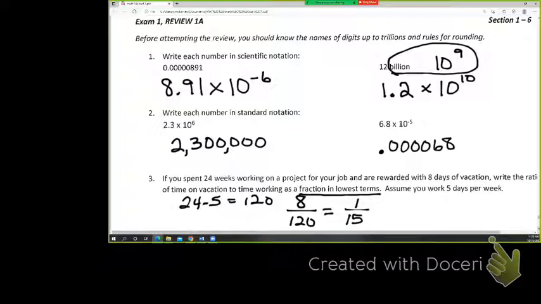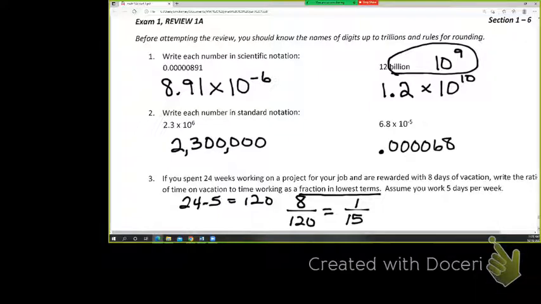1 to 15. One day for every 15 working days, I'm sorry, which would also be the same as 1 day for 3 work weeks. But you can just leave it. It just says write it as a fraction. So in this case, just write it as a fraction in lowest terms. We don't have to add a lot of words here.